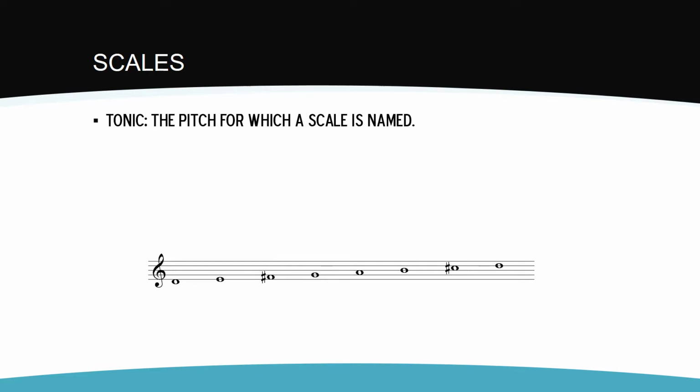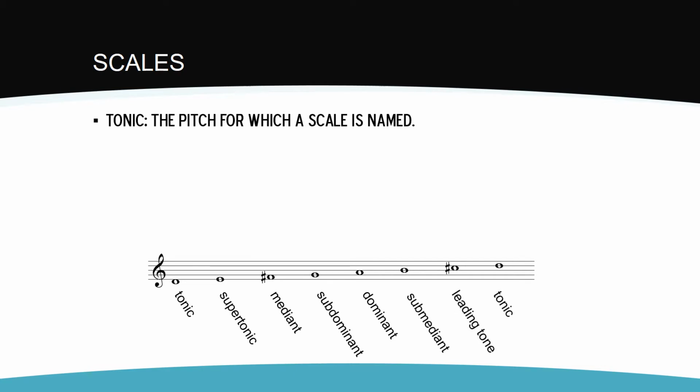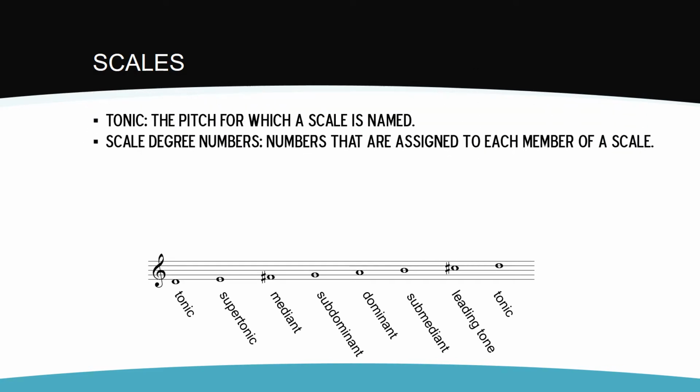church music. Each member of the scale has its own name: tonic, supertonic, mediant, subdominant, dominant, submediant, and the leading tone. We can also refer to them by scale degree numbers. The tonic is scale degree 1. Note the circumflex placed above scale degree numbers. The remaining scale members ascend up to a scale degree 7.